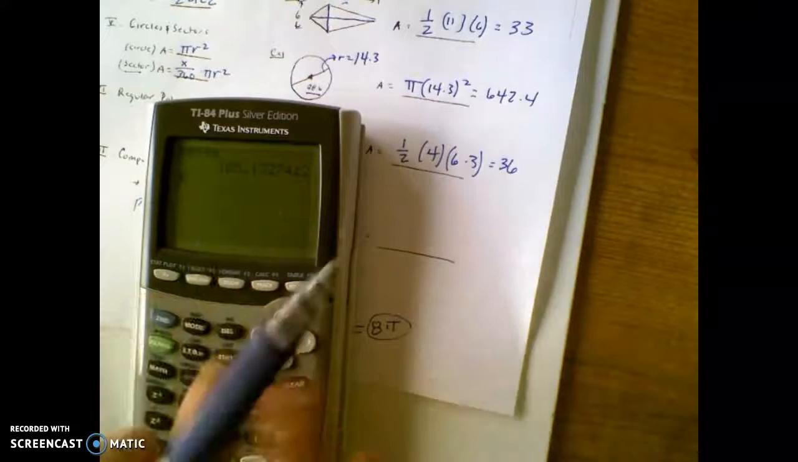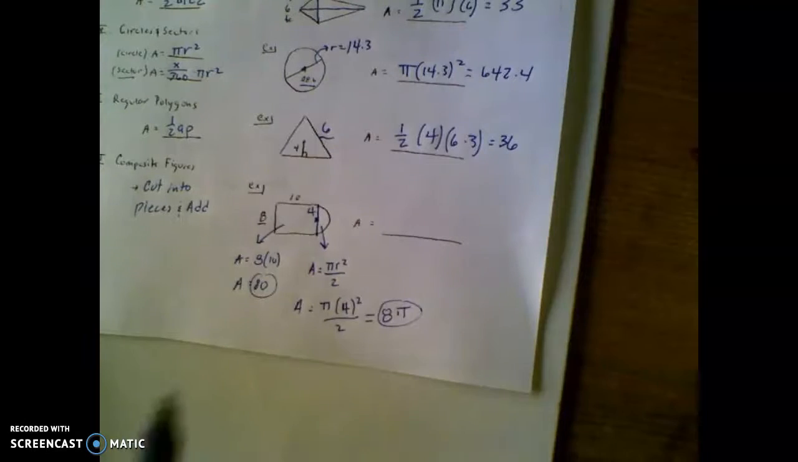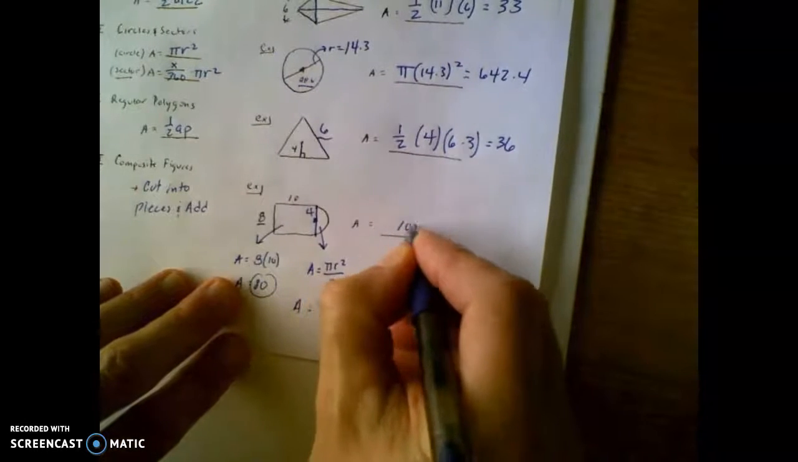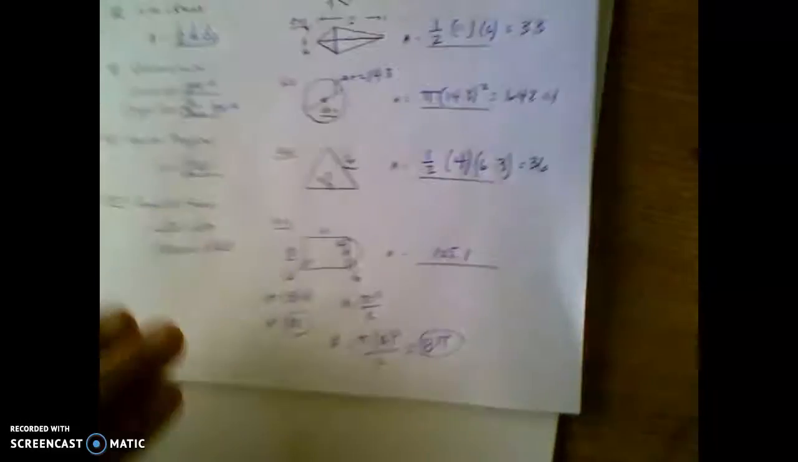And that's 105.1. This is 105.1 square units. So that's everything we've done so far. So today we're going to add to that.